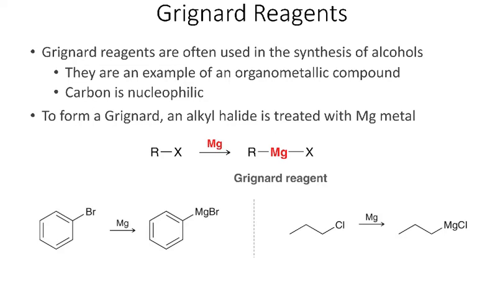So Grignard reagents are often used in the synthesis of alcohols, and this is another example of an organometallic compound, and we learned a couple of these in 2211, right? And the key to organometallic compounds is that they make carbon nucleophilic, which is relatively rare in organic chemistry. And so to make the Grignard reagent, we just need to react an alkyl halide with magnesium metal. So if we take an alkyl halide, react with magnesium metal, the magnesium essentially inserts itself in between the carbon and the halogen. And so two examples of making Grignard reagents from alkyl halides are given down at the bottom here.